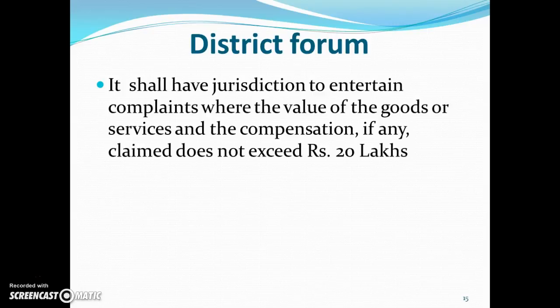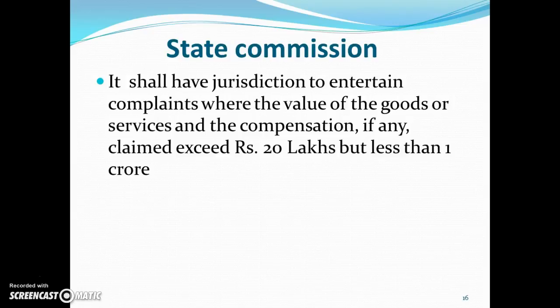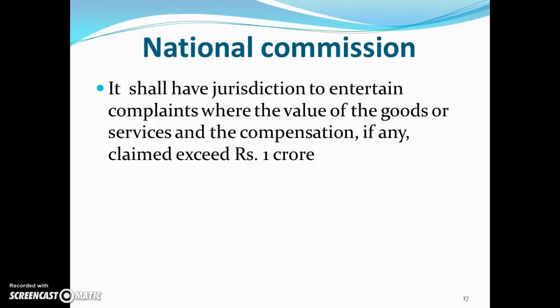The distinction between district, state, and national commissions is made on jurisdiction, and that jurisdiction is based on the amount. The state commission shall have jurisdiction to entertain complaints where the value of the goods or services and the compensation, if any, claimed exceeds rupees 20 lakhs but is less than 1 crore rupees. The National Commission has jurisdiction to entertain complaints where the value of the goods or services and the compensation, if any, claimed exceeds rupees 1 crore. So anything above 1 crore goes to the National Commission, which is situated in Delhi.